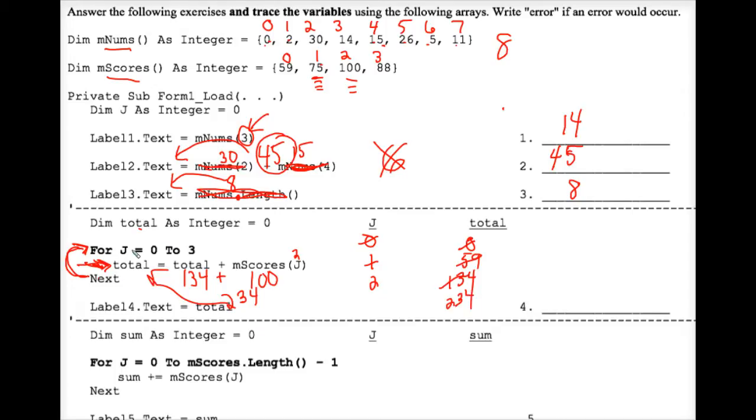We go around the loop, j bumps up to 3. We do go through the for loop this last time when j is 3, and we carefully analyze this tricky statement here in the body of the for loop. Total is currently 234, I see. And m scores j. J is currently 3, which takes us up here. And we come in here to position 3, it's 88. Plus 88. 234 plus 88 is 322.